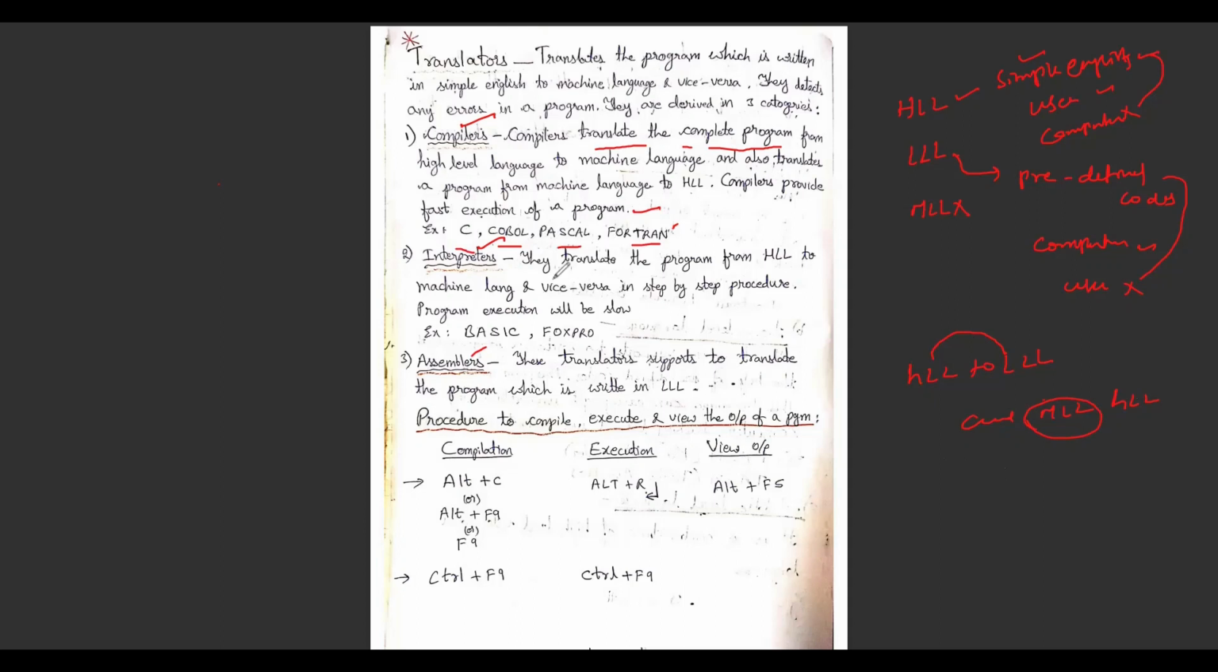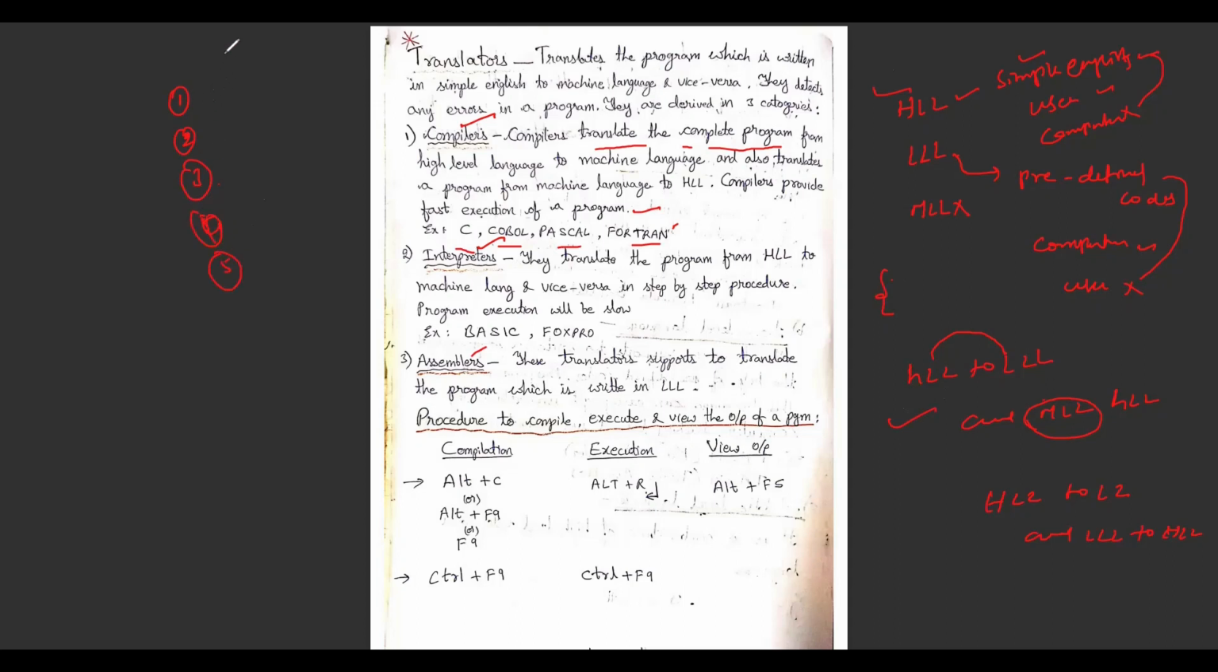Now next you have interpreters. Even they also do the same thing. They translate the program from high level language to low level language and low level language to high level language. Then when compilers are doing the same thing, and interpreters are doing the same thing, what is the difference between these two? That will be the question, right? So just see, suppose I have first line, second line, third line of your code, or 4 lines, 5 lines of your code.